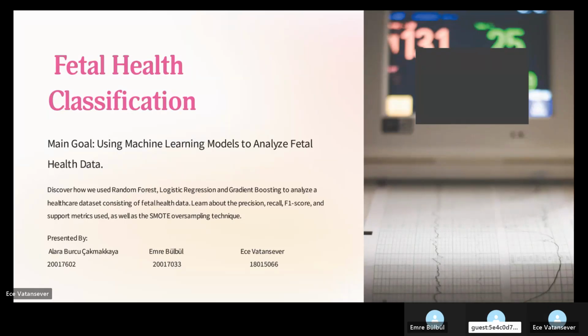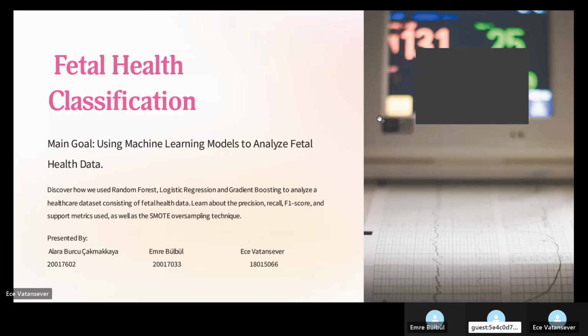I'm Alara, and it's our pleasure to present our breakthrough research that brings together obstetrics and machine learning. Monitoring fetal health is critical but challenging, primarily because we can only rely on indirect indicators like fetal heart rate until the baby is born.